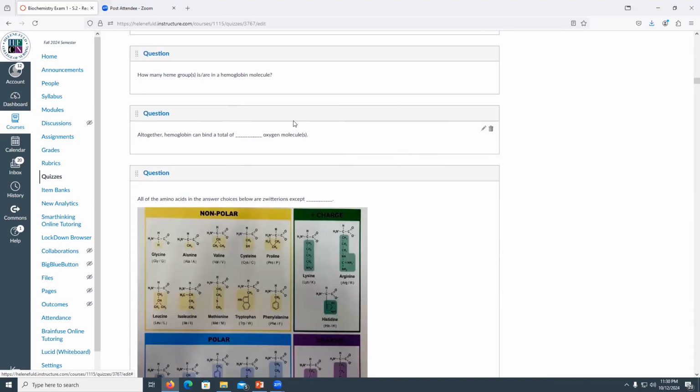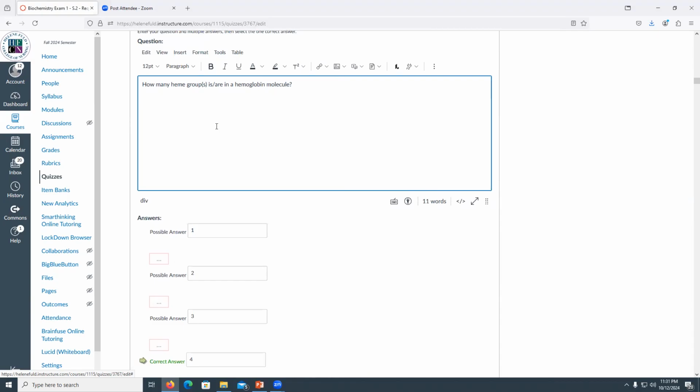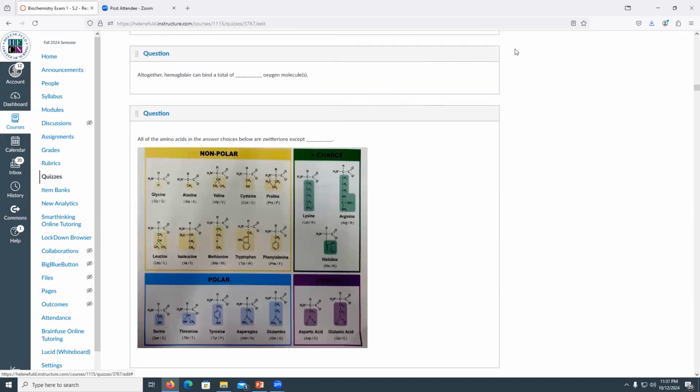How many heme groups are in a hemoglobin molecule? If you look at the answer choices, we said there are 4 subunits. Each subunit has 1 heme, and each heme has 1 diatomic O2. There is a heme in each subunit. There are 4 subunits, 2 alphas and 2 betas. That means there are 4 hemes altogether.